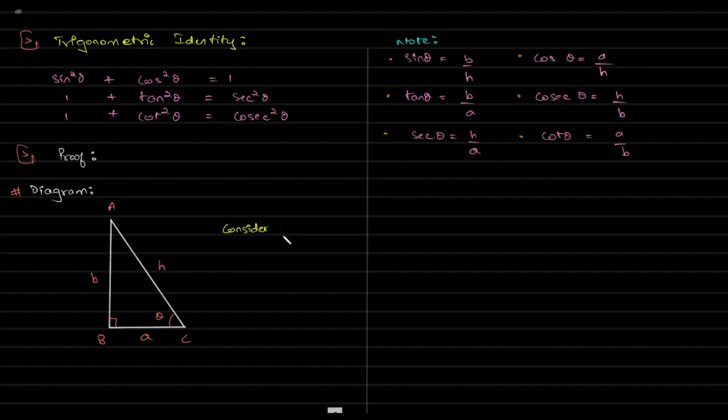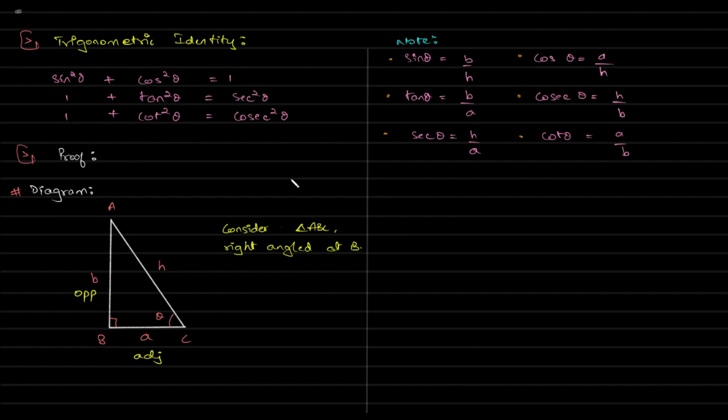Consider triangle ABC, right angled at B. Right. So we just do this, and this is your opposite, and this is your adjacent. And I have written here sine of theta is B by H, opposite by hypotenuse. Cos theta is A by H, so on and so forth, because you guys already know it. So with respect to this triangle, I've listed the trigonometric ratios.